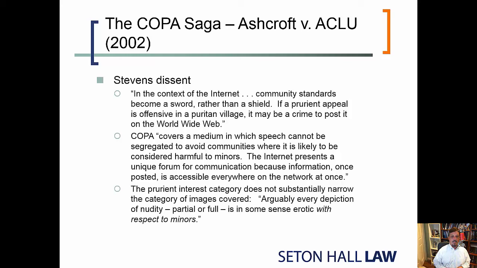And Stevens even goes a little further and says the prurient interest aspect of the Miller test is hard to apply with respect to these kinds of things, because really almost any depiction of nudity appeals to the prurient interest of a minor. I think he has in mind here, like, a 13-year-old boy or something like that.